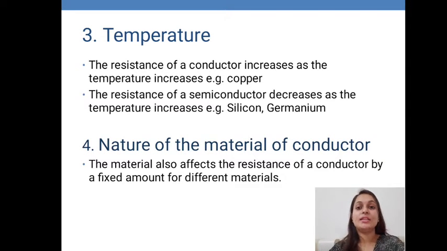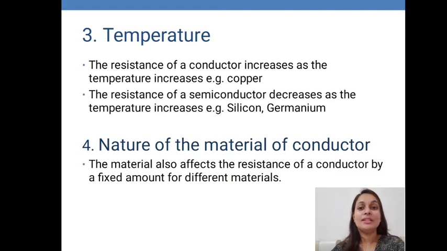The second is the resistance of semiconductor. The resistance of a semiconductor decreases on increasing the temperature. Now why does it happen? Because in semiconductors, as we increase the temperature, there will be more number of free electrons. The availability of free electrons increases on increasing the temperature, which in turn increases the conductivity and reduces the resistance of the semiconductor.